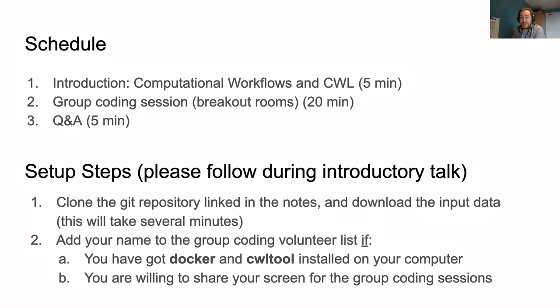I'm going to try a group coding session. Hopefully this will go okay. There are some setup steps in the Google Doc for this session. So there's some guidance on installing Docker and CWL, and there's a link for the Git repository that we'll be using with some of the examples. Could you follow the setup steps while I give this introductory talk so that we can try and move smoothly onto the group coding session?